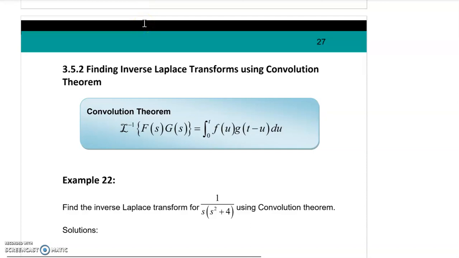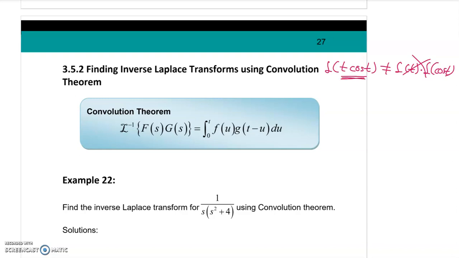If you can recall, before this, I've mentioned a few times that the Laplace of two functions that are multiplied to each other, for example, t cos t, is not equal to the Laplace of t times the Laplace of cos t. It cannot be done this way. And this also applies to the inverse Laplace transform. But there is actually a theorem related to the multiplication of two functions, which is called the convolution theorem, which is what we are going to discuss now.